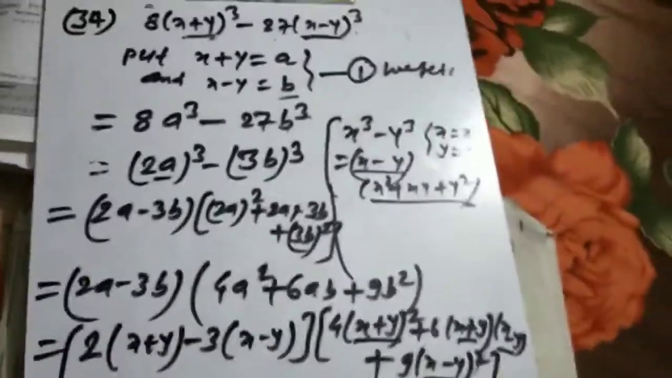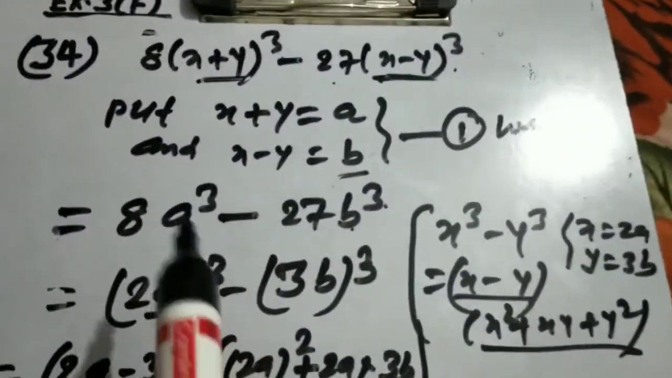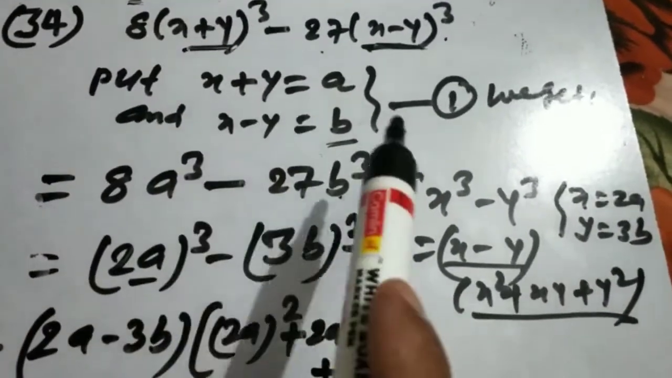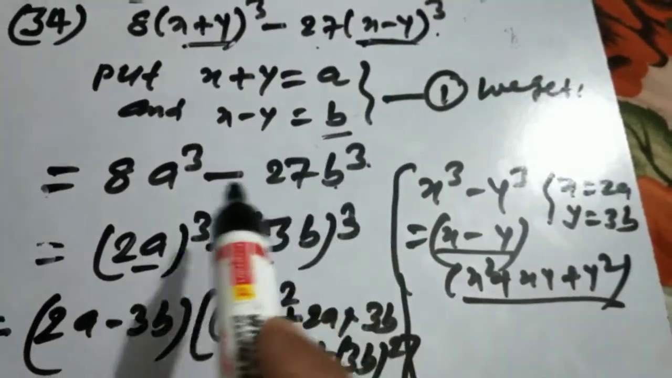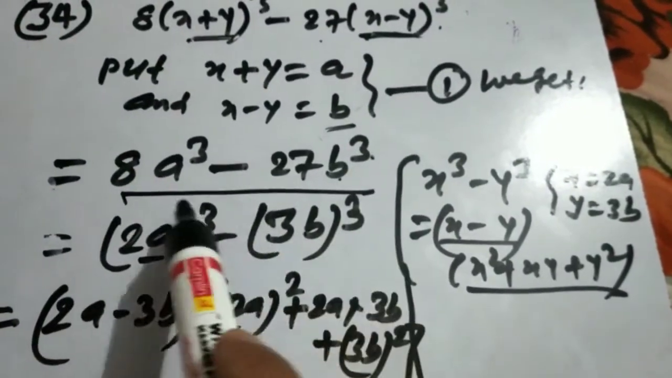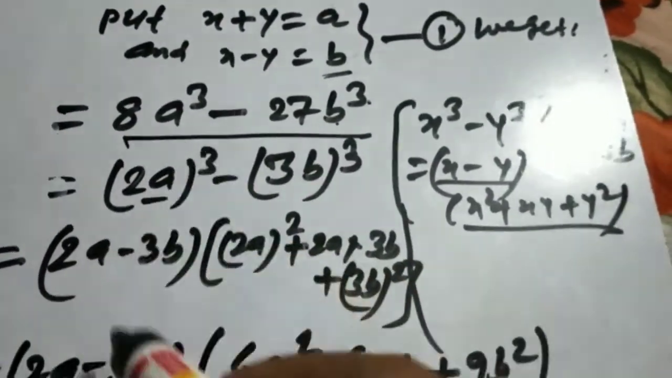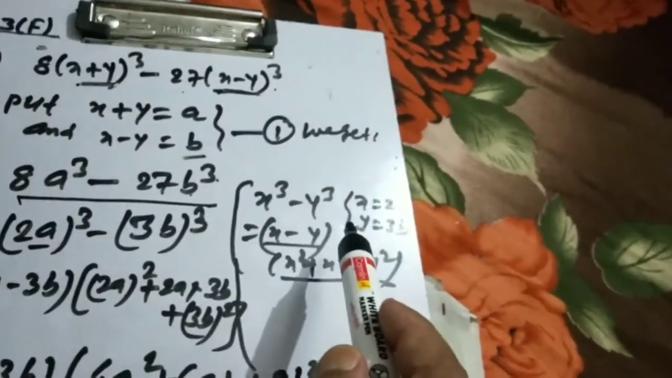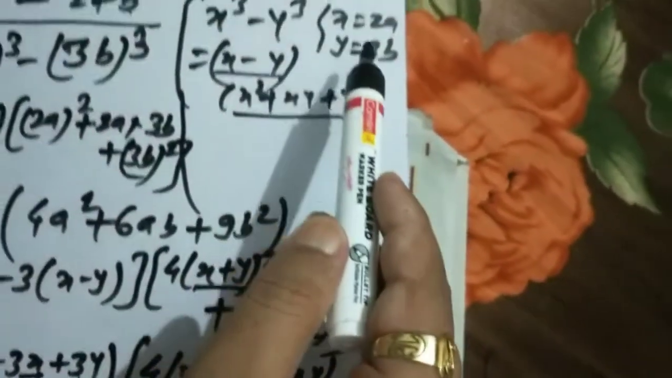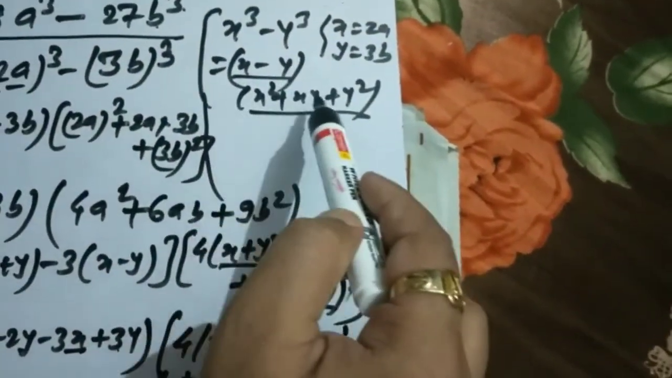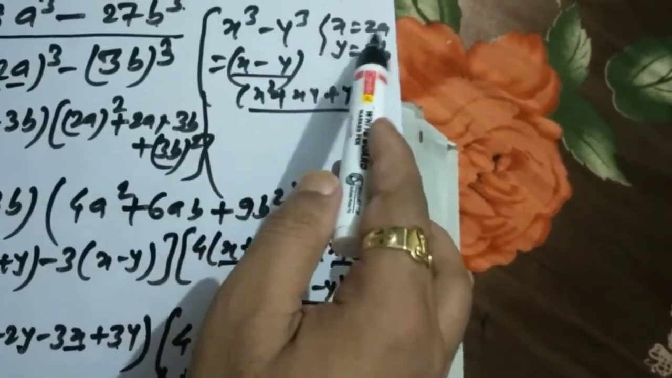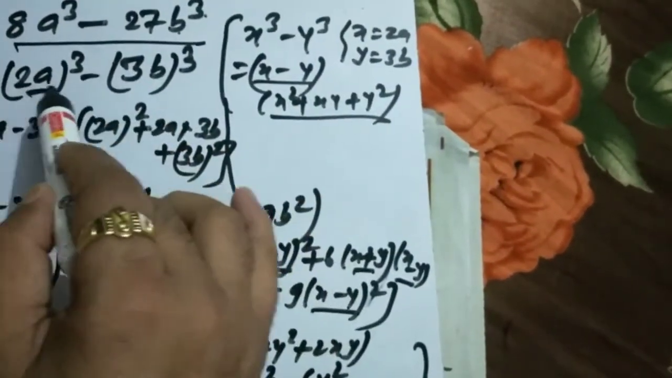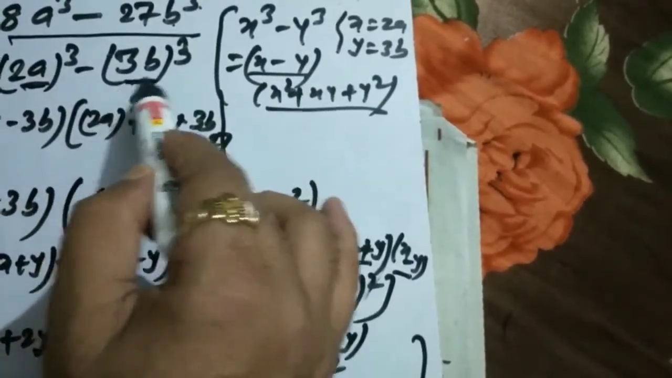So this question is too long, a full page. First we have to put x plus y is equal to a and x minus y is equal to b, and then we have the expression 8a cube minus 27b cube. Now factorize it based on a cube minus b cube, x cube minus y cube, which is equal to x minus y times x square plus xy plus y square, where x is equal to 2a and y is equal to 3b. At the place of x we have 2a and at the place of y we have 3b.